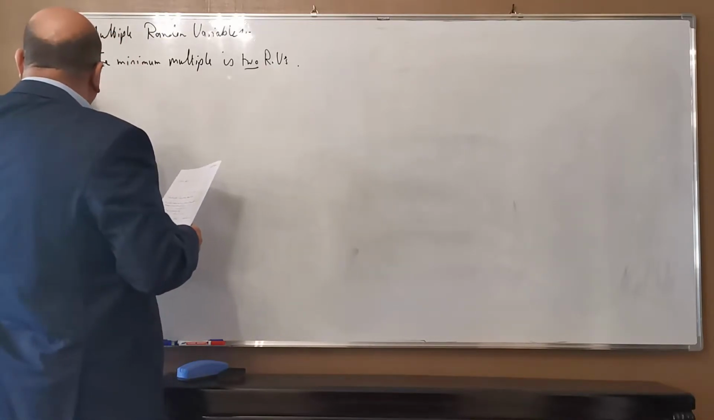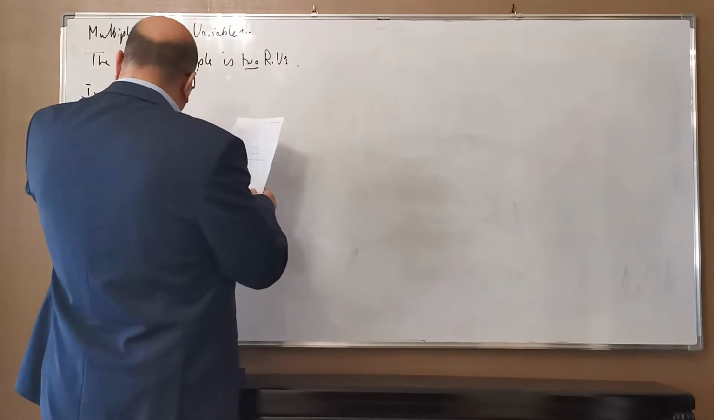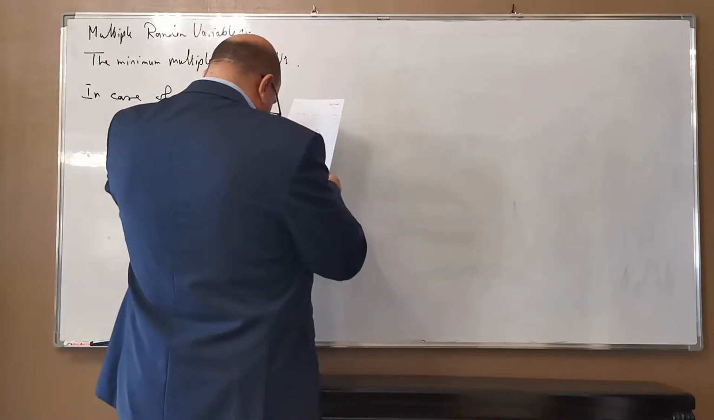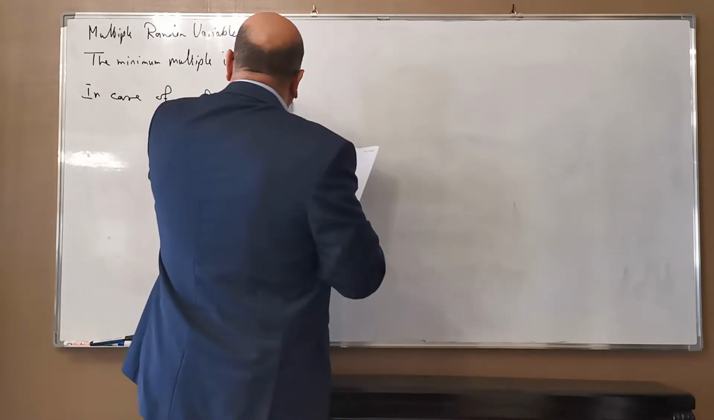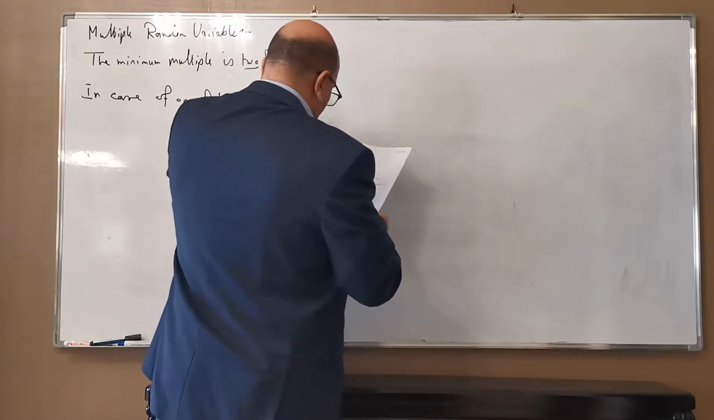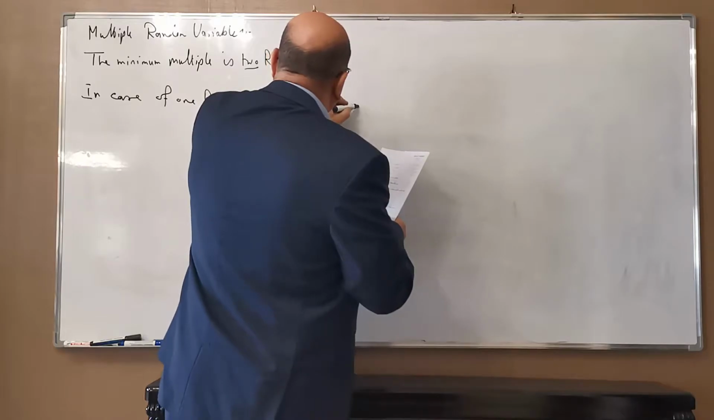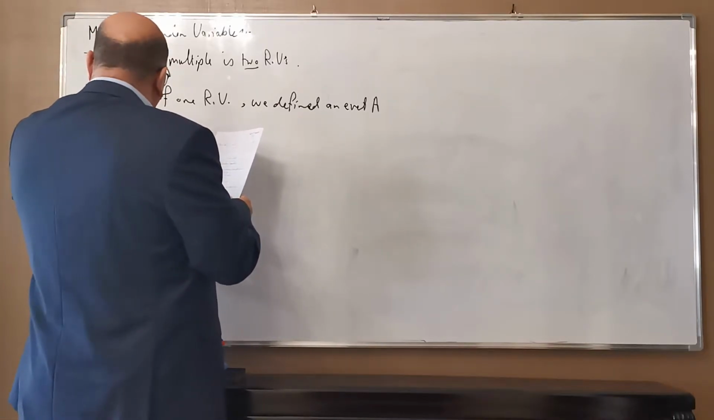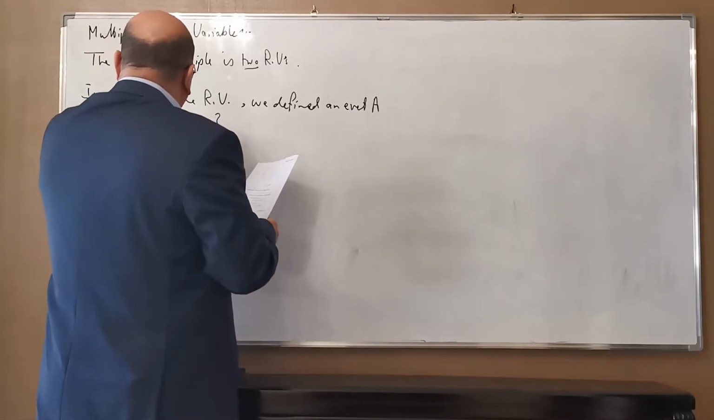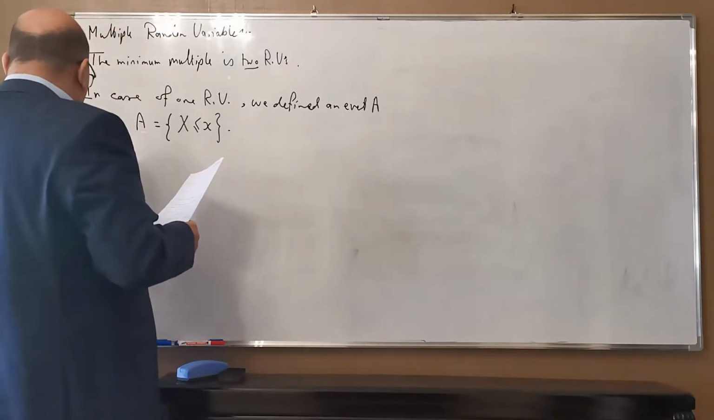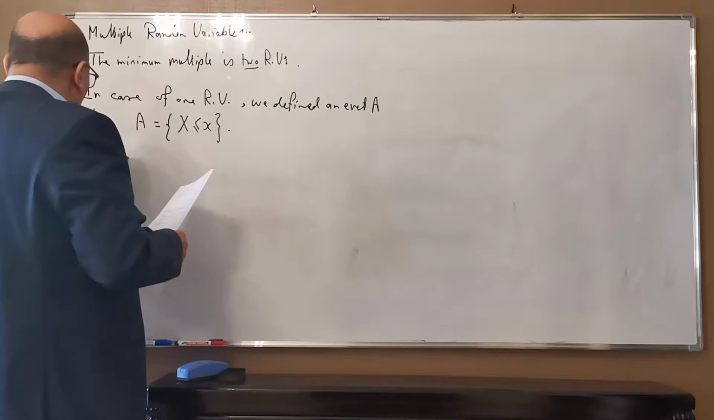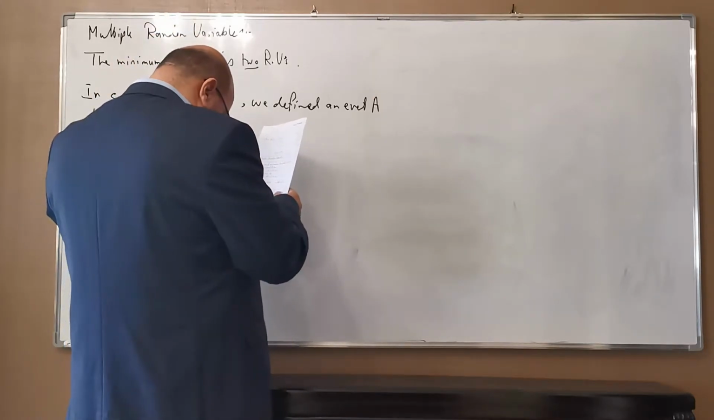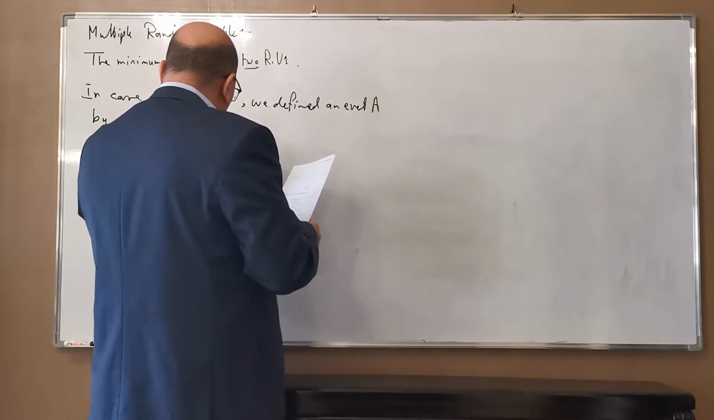Okay, so we had in case of one random variable, we defined an event A by A is equal to x less than or equal small x. This is our event. Or another event B, or now this is y less than or equal y, and so on.